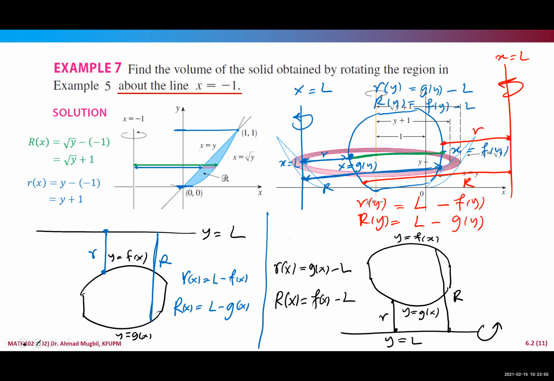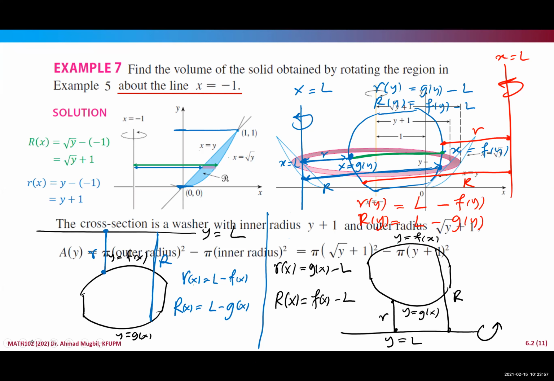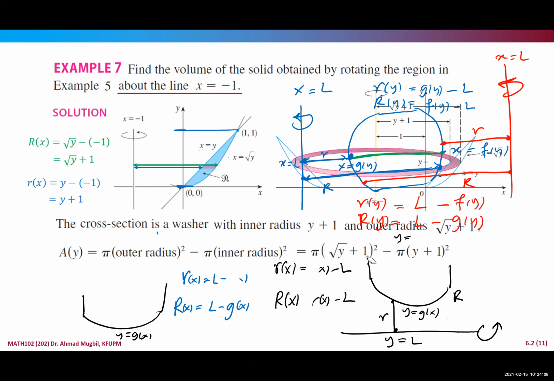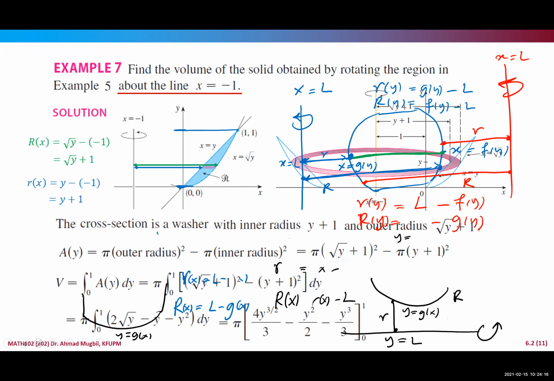Now, the solution, after having this, Shabab, is so easy. After having the inner and the outer radius, you will square the outer, multiply by pi. Square the inner, multiply by pi. Take pi as a common factor, square, continue, and then integrate. You will integrate from 0 to 1, because y values are running from 0 to 1.